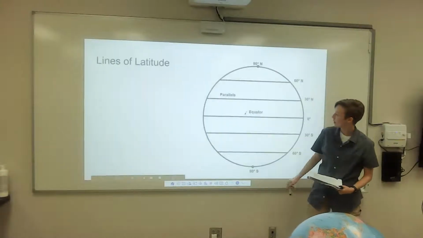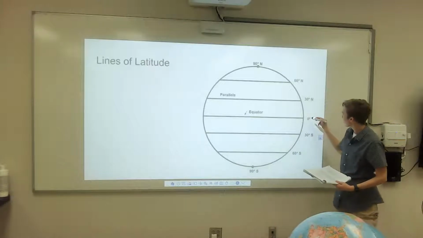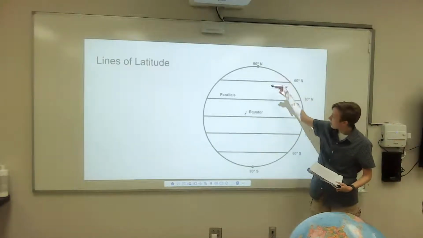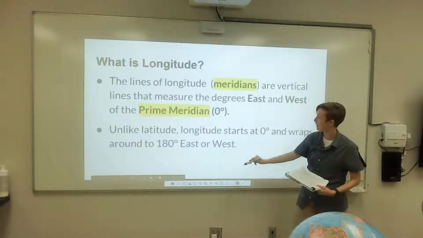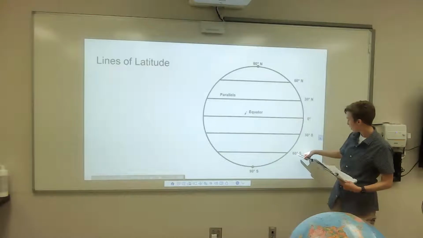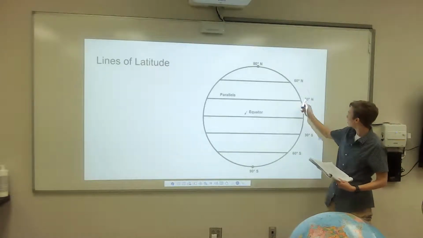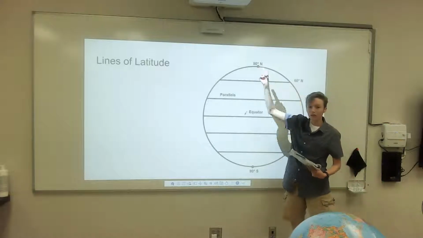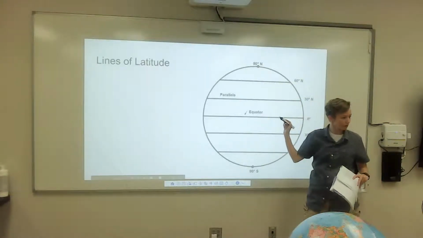Cool. So here we have our lines of latitude, like we were talking about. Here's our equator, 0 degrees. Our parallels go up, up, up, and down, down, down. 90 degrees south, 60 degrees south, 30 degrees south, you're at our equator, 30 degrees north, 60 degrees north, 90 degrees north. Parallels, latitudes, questions?